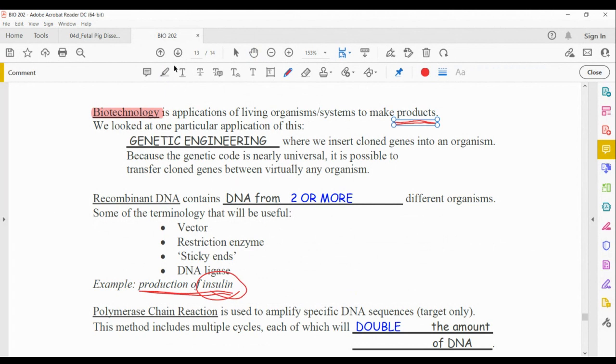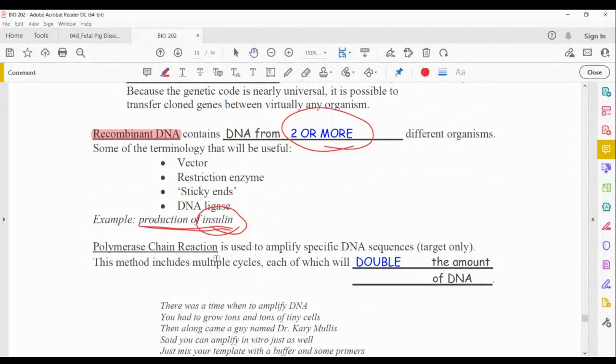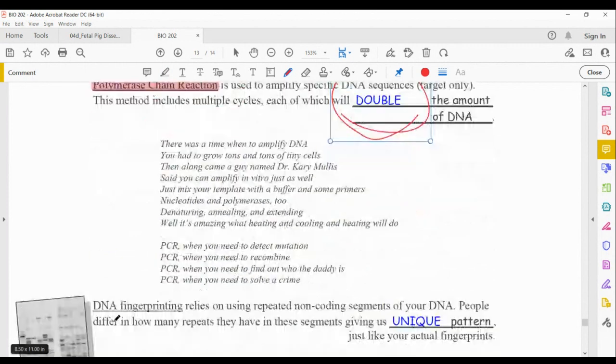So whenever we're talking about recombinant DNA, that means that we now have DNA from two or more different organisms combined. Some of the terms that we have discussed include vector, restriction enzymes, sticky end, DNA ligase, and so on. If you're unclear on those, you can refer to the lecture videos. We also talked in the class about the process of PCR, and what we saw is that with each cycle, we doubled the amount of the DNA sequence that we were interested in. And there was that song that I shared with you, the lyrics are there if you were really into that.